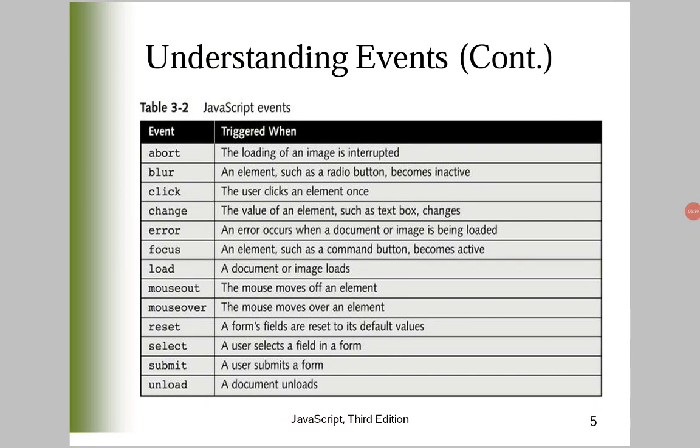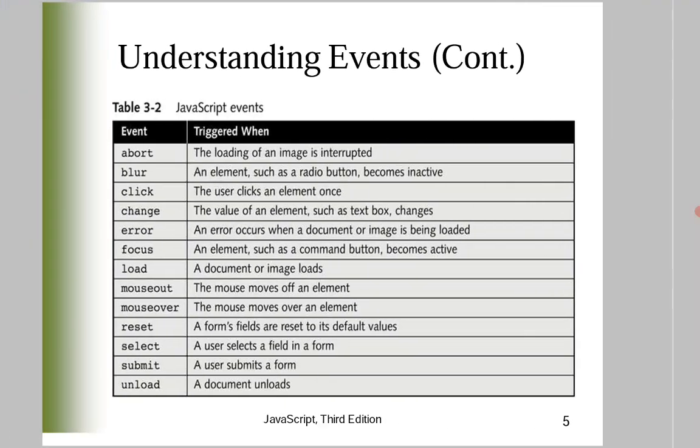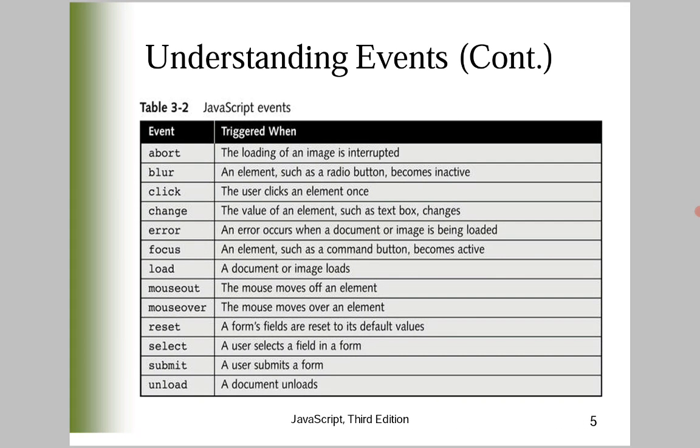All these are the different types of events and their meanings. For example, abort means the loading of an image is interrupted. Blur means an element such as a radio button becomes inactive. Click means the user clicks an element once. Change means the value of an element such as a text box changes. Error means an error occurs when a document or image is being loaded.